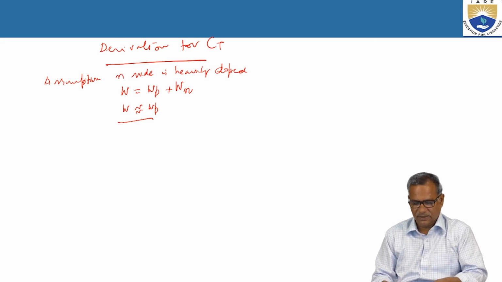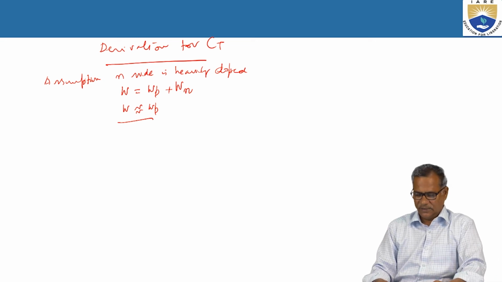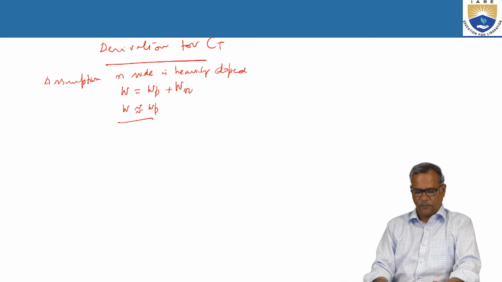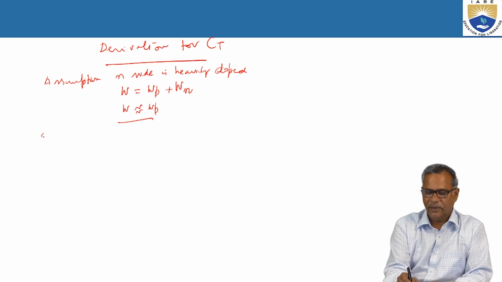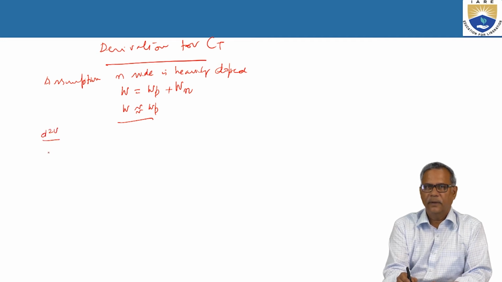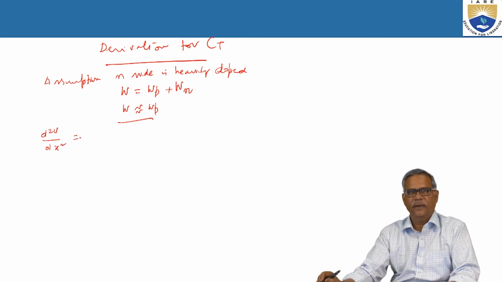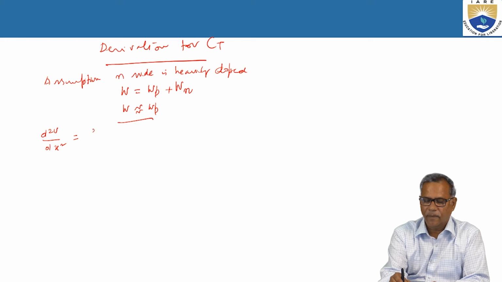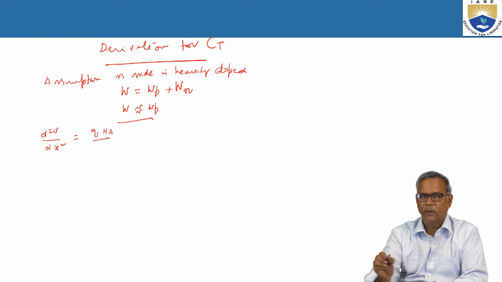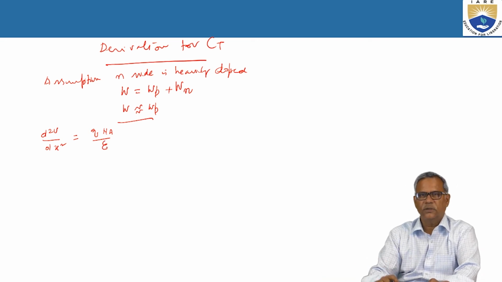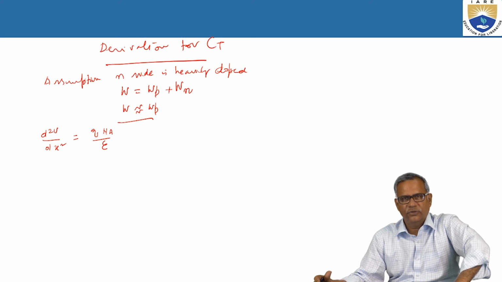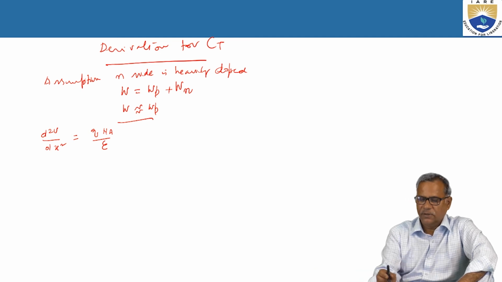By Poisson's equation, the relation between the potential and the charge density is like this: d square V by dx square is equal to qNA by epsilon. So this is Poisson's equation. Now to see the actual voltage value, we have to integrate this two times. So this is equation 1.